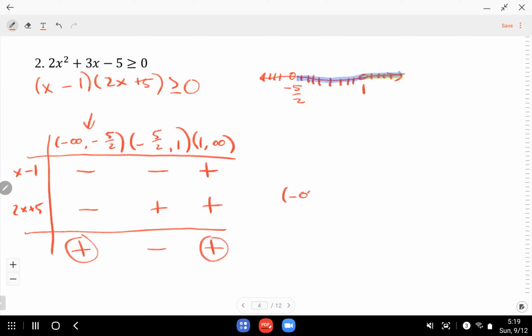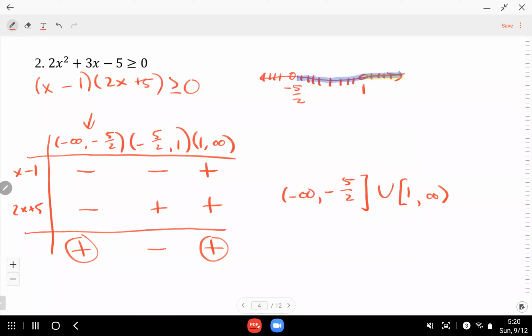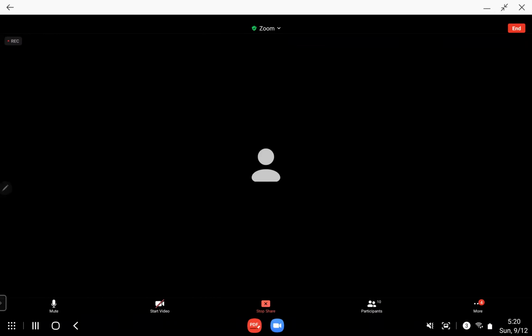So negative infinity to negative 5 halves, and we use a square bracket there because it's greater than or equal to, union 1 to infinity. Are there any questions on this? That is our solution here. Are there any questions?